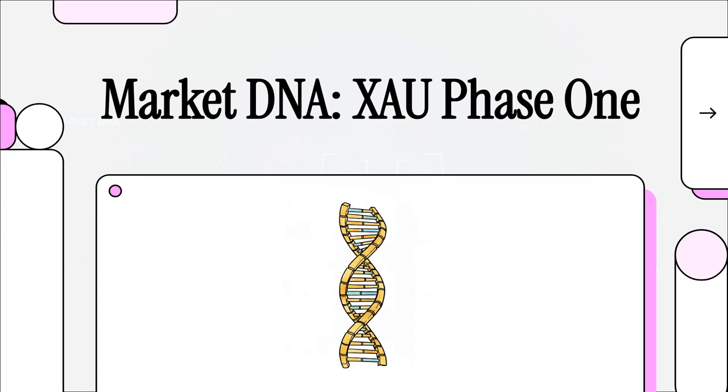All right, welcome everyone. In this explainer, we're going to walk through a specific application of a financial model called market DNA. We'll be looking at what it calls a phase one analysis for gold. You'll also see it referred to by its market symbol, XAU. So let's dive right in.